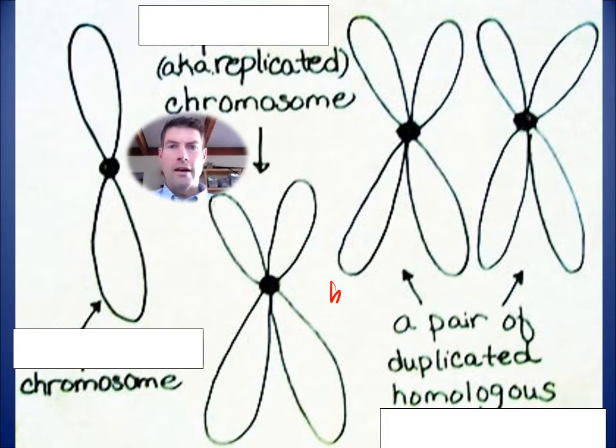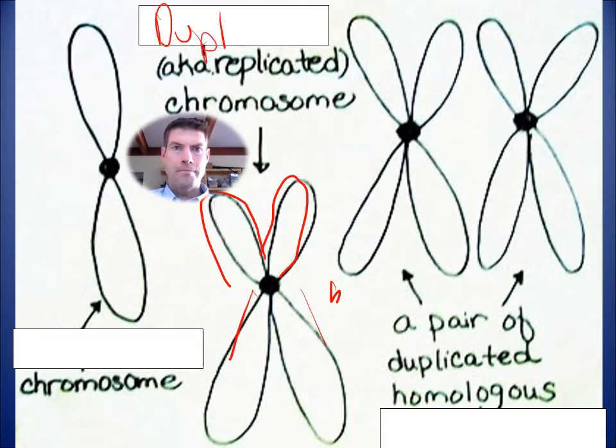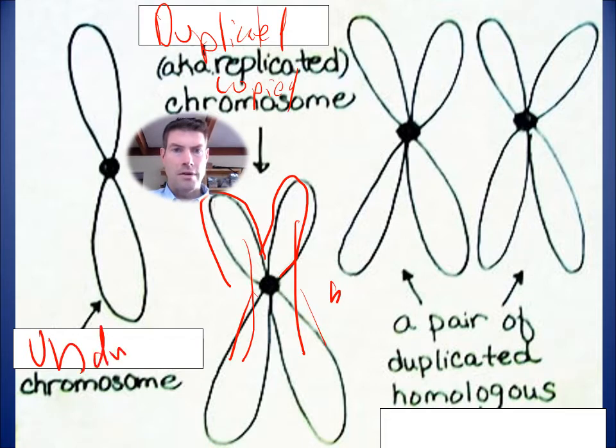So what we have here, whenever you see an X shape for a chromosome like that, you know it's been duplicated. It's been copied or replicated. Duplicated, copied, replicated, same thing. This side is the same as this side. And right here is an unduplicated or uncopied one. And here, if you're looking at this, those are homologous chromosomes, a pair of homologous chromosomes.